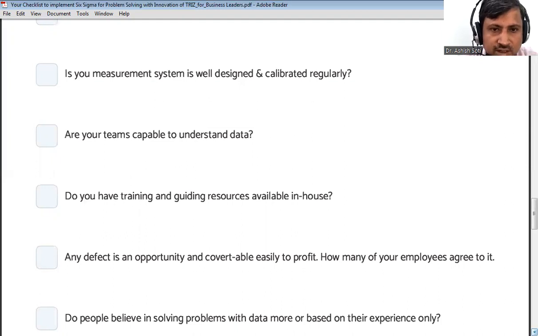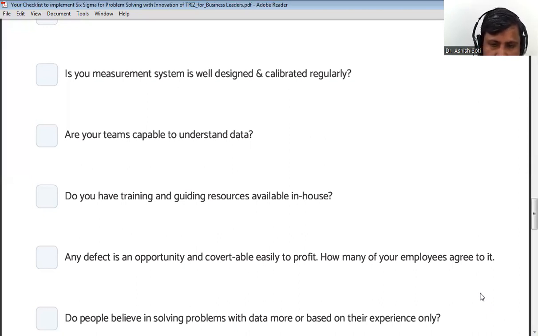Do you have training and guidance resources available in house? It is better that you develop some resources within your organization. In the long run, it is going to give you a lot of savings on training cost, and you will not be burdened by the feeling that improving quality will cost you money. So try to build your training resources. A lot of training resources are available free of cost. You can find such resources and build different kinds of training resources within your organization.